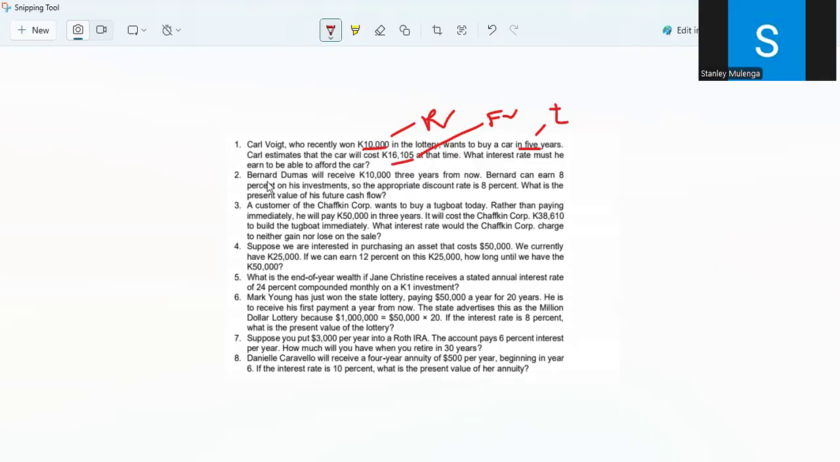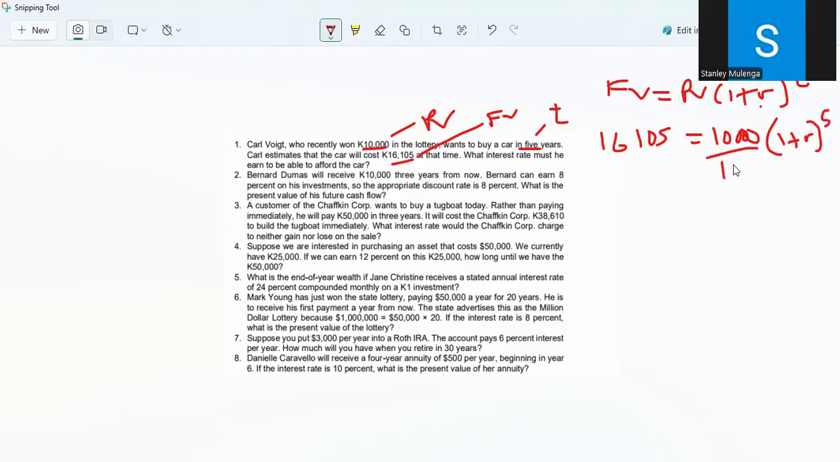Okay, what are we being asked to find? The interest rate. So there's no semi-compoundings. So we're using the general formula. Future value is what? Present value times (1 plus R) to the power time. So we're looking for this R. So what are we given? The future value, which is 16,105. The present value is 10,000. R we do not have. Then the time is given as 5 years. So you divide both sides by 10,000.